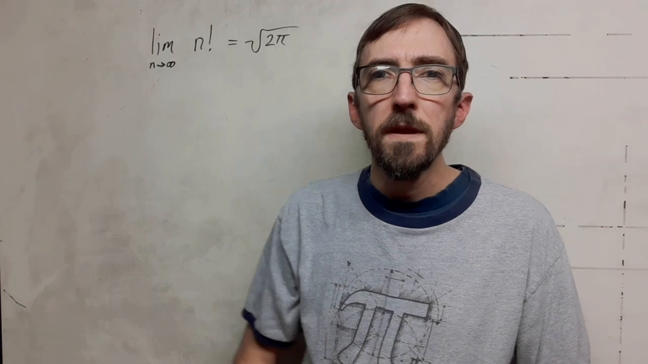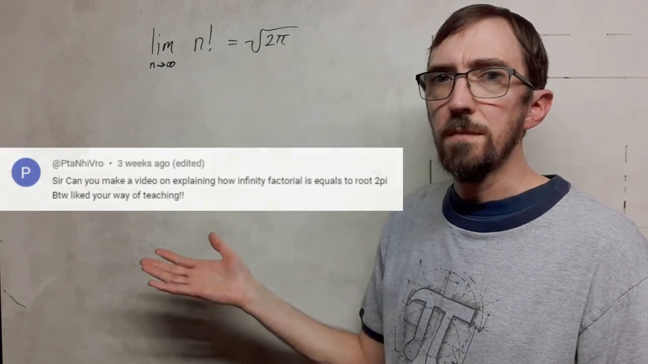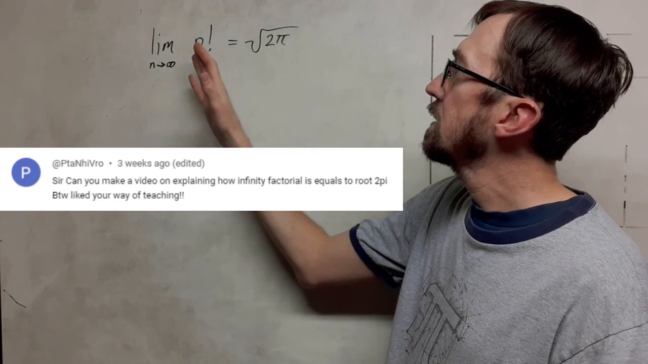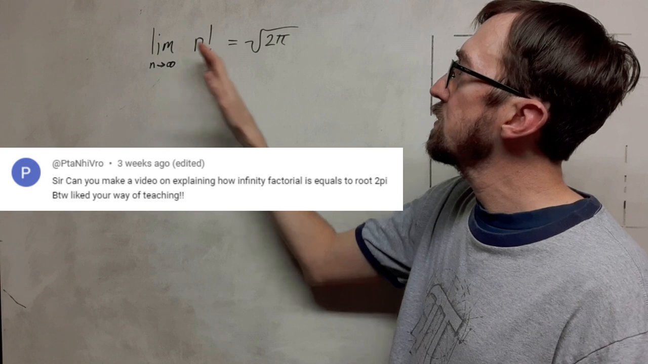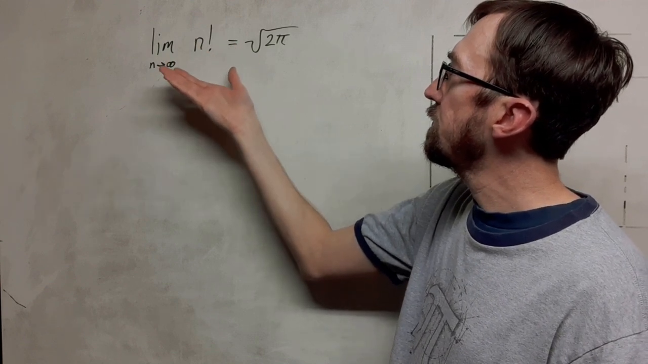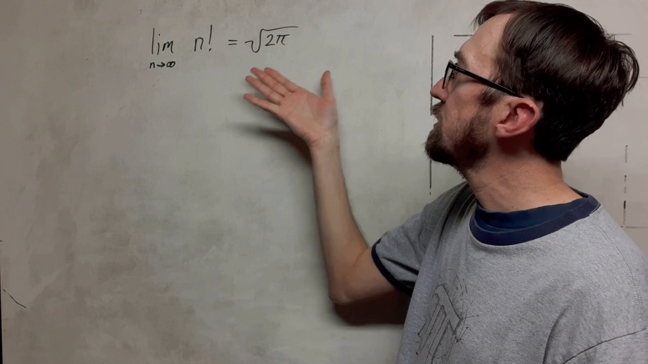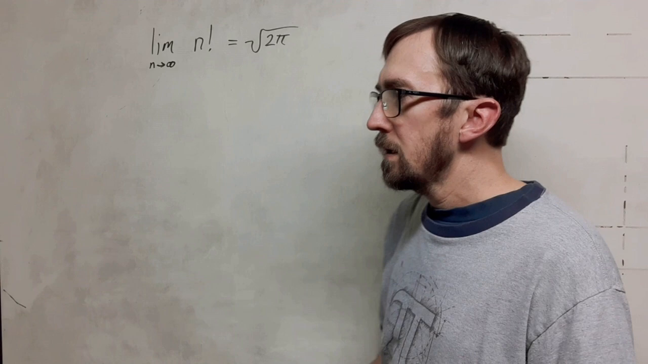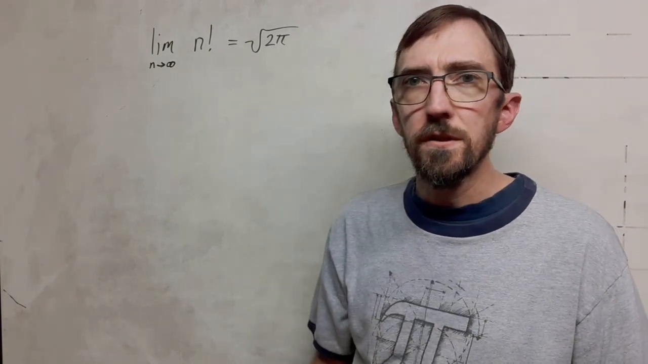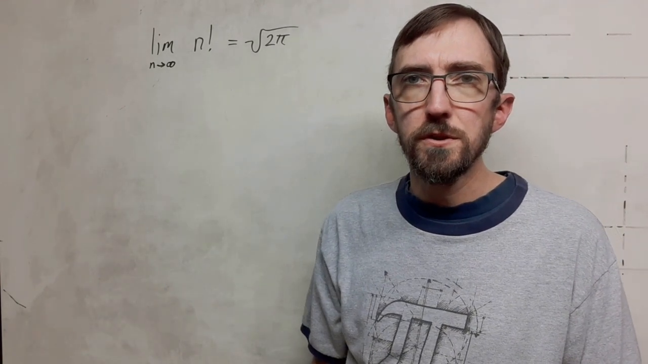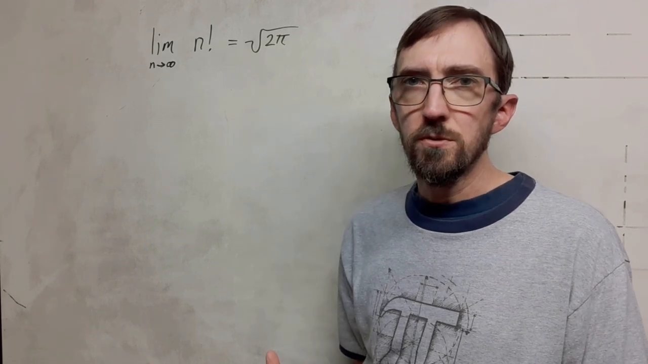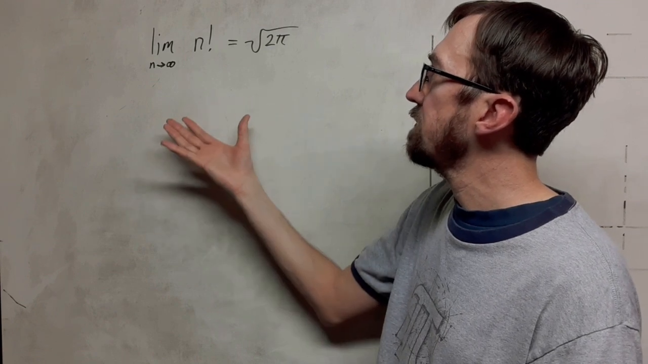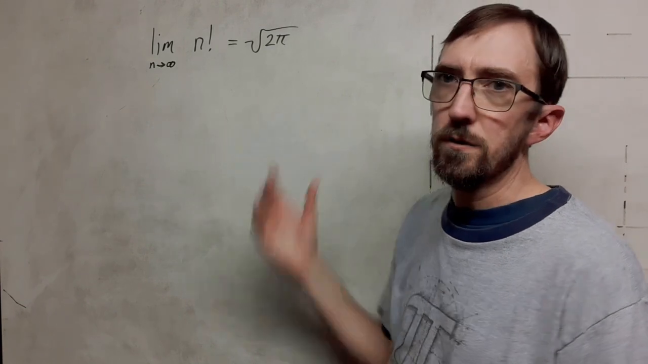Greetings, math friends. I had somebody post a comment that they wanted to see me talk about the limit as n goes to infinity of the factorial being convergent to the square root of 2 pi. And as I considered this, I thought an approach that I might try would be to use a pi function and show the continuation of factorial and where that goes from there.